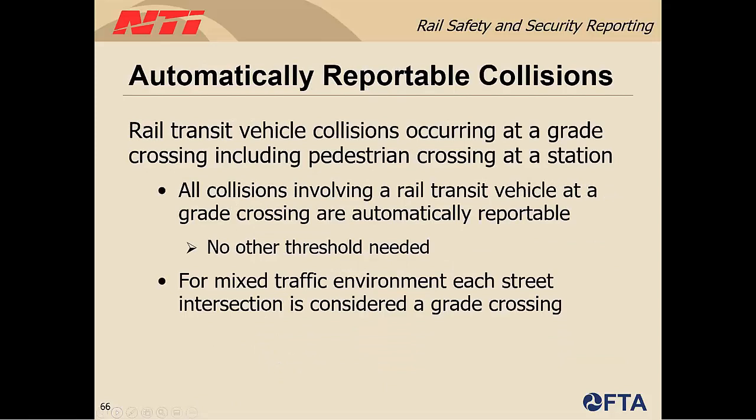Okay, rail transit vehicle collisions at a grade crossing are automatically reportable. This includes pedestrian crosswalks in your stations. The collision could be with an auto, an object, an animal, or so on. A grade crossing is where rail tracks and a road or a pedestrian pathway intersect. For systems running in mixed traffic, such as all streetcar and many light rail systems, each street intersection is considered a grade crossing.